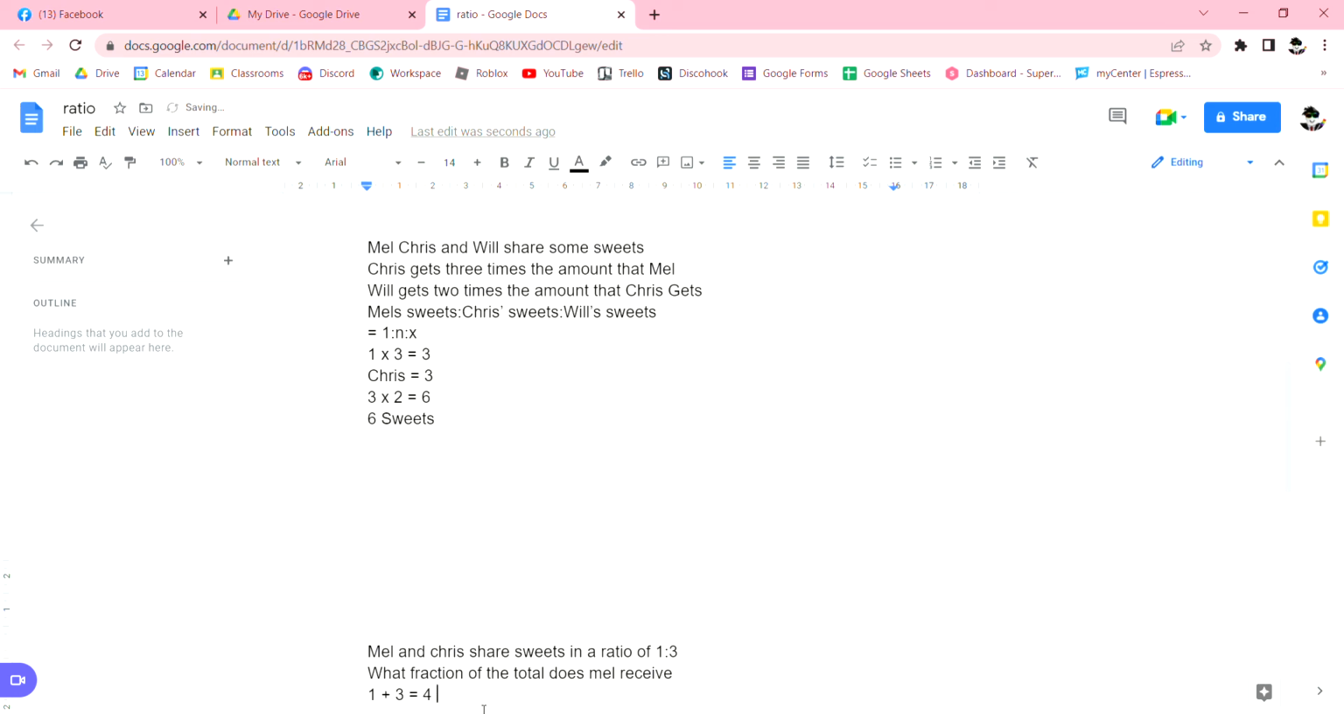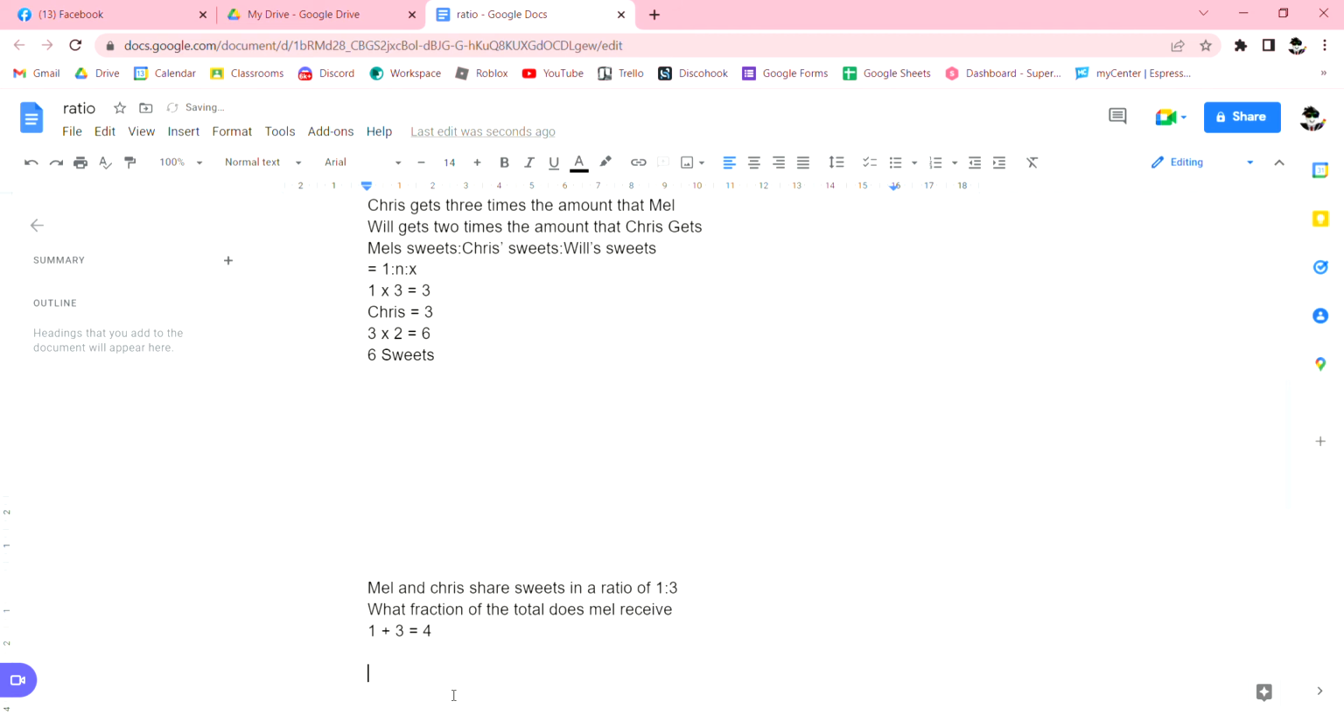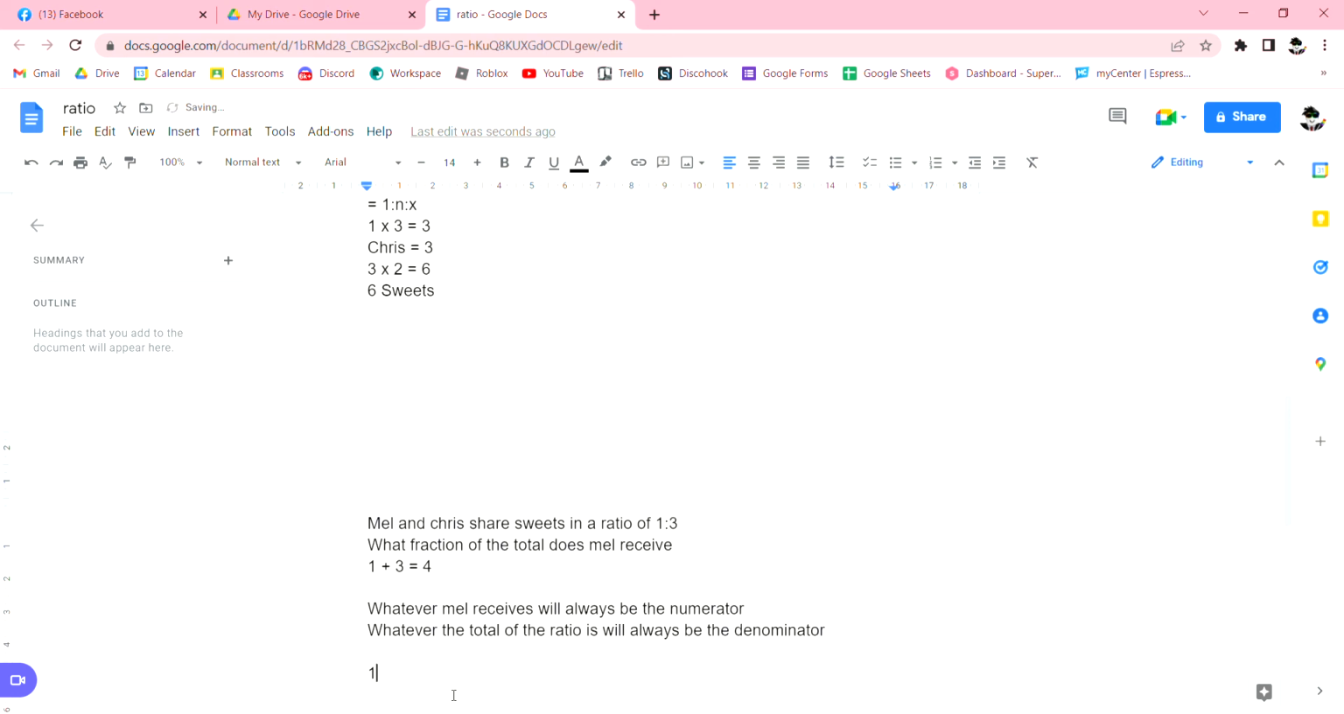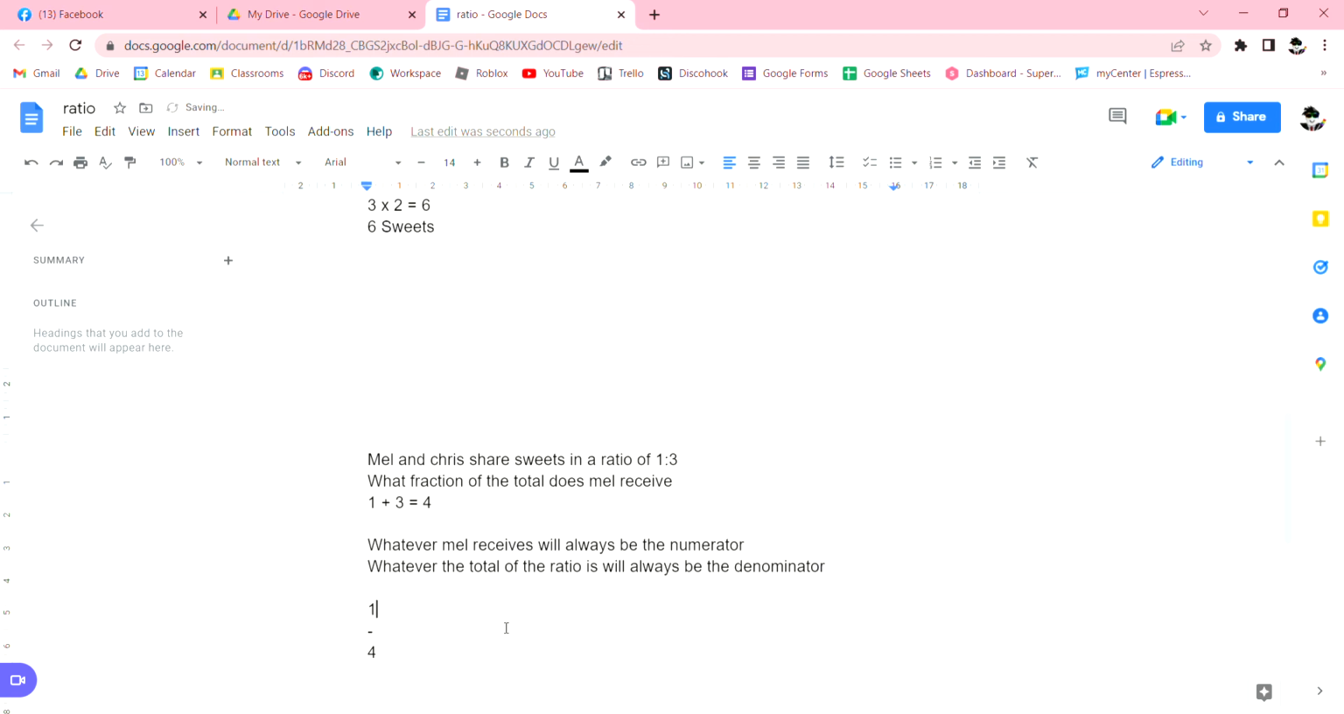And we know that this 4, this total of the ratio, will always be the denominator of the fraction. So that 4 is always going to be the bottom. Now we know Mel receives 1, so that'll be the numerator. Whatever Mel receives will always be the numerator, and whatever the total of the ratio is will always be the denominator. So if we figure out the total is 4, and Mel receives 1, it will be 1 over 4. Pretty straightforward. It's going to be a quarter.